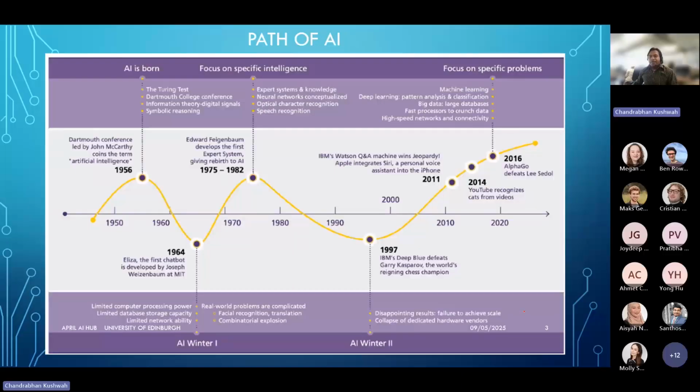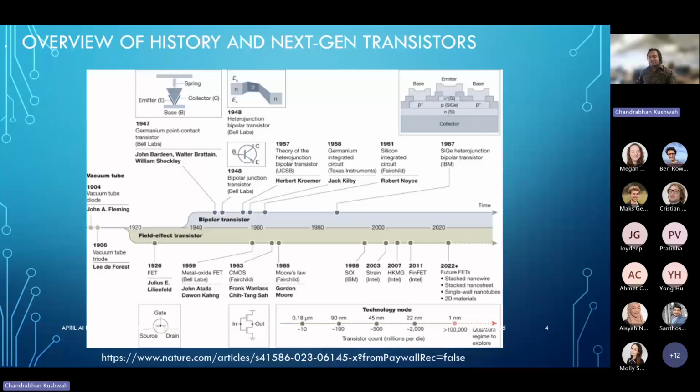Today, we stand in an era where AI is deeply embedded in solving specific real world problems, especially driven by innovation in machine learning, data science, and of course, neural networks. So this was the brief history of the path of AI, from where we came. We will see the transistor history as well, from where the transistor came.